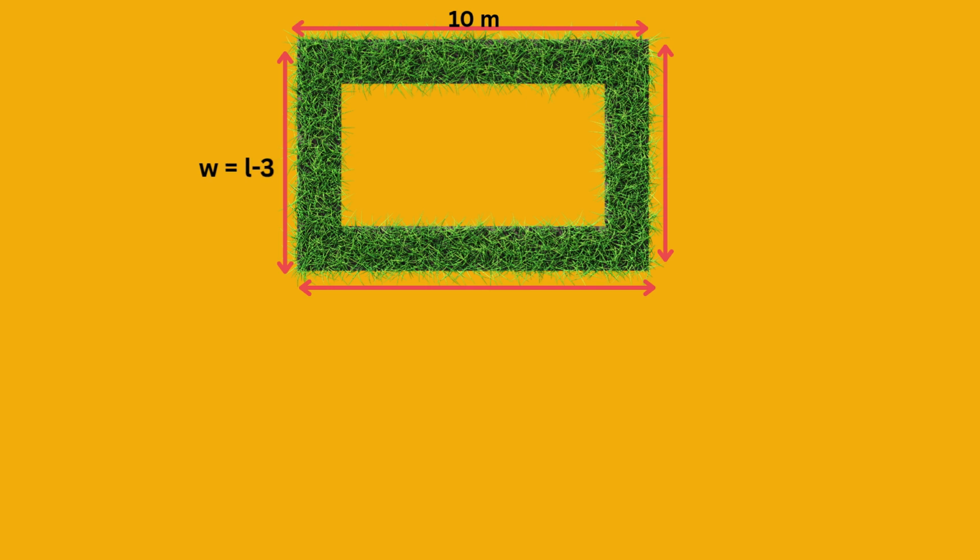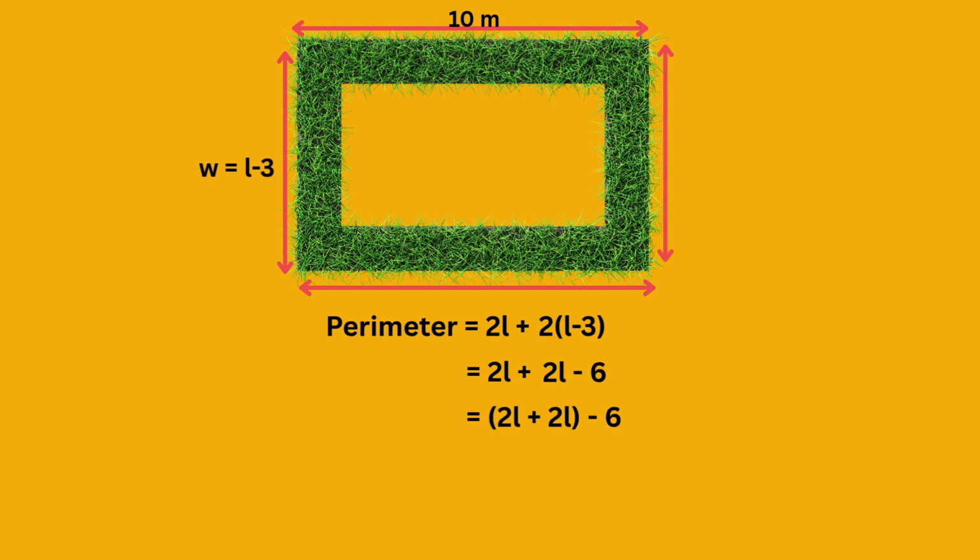Now we will perform linear substitution. In our perimeter formula, we replace W with the whole expression L minus 3. See how the variable W disappears. Expanding it with the distributive property, 2 times L is 2L and 2 times minus 3 is minus 6. Combining like terms, 2L plus 2L, and we get perimeter equals 4L minus 6.